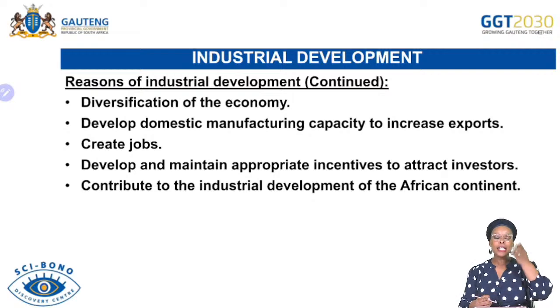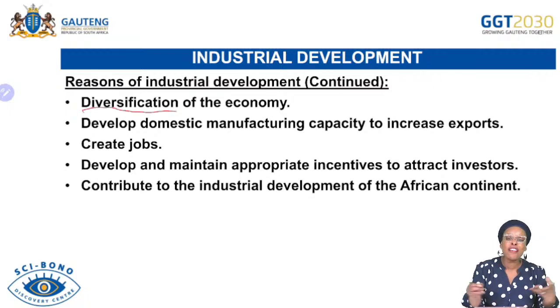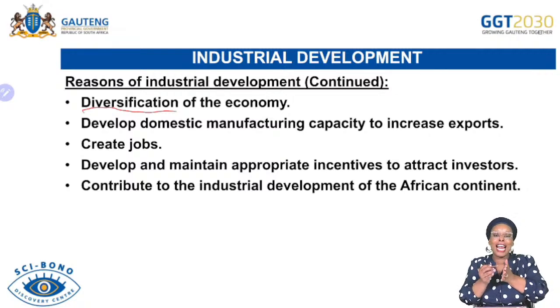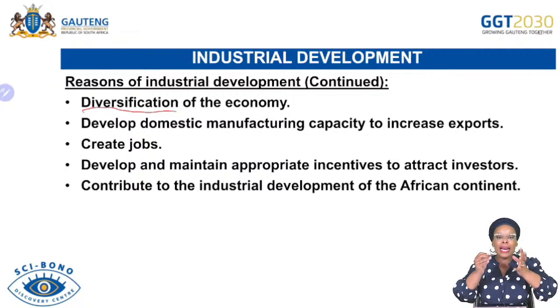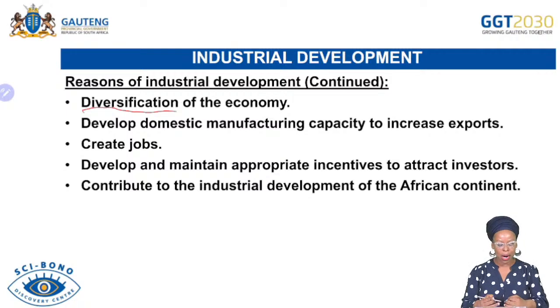So you only need 4 points, but I will also explain the others. This industrial development will also lead to diversification of the economy. Instead of focusing on traditional mining and agriculture, which is primary sector, the economy can focus on primary sector, secondary sector, and tertiary sector. That is what diversification is all about.